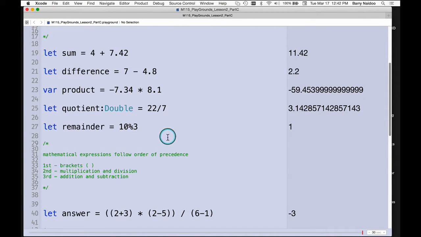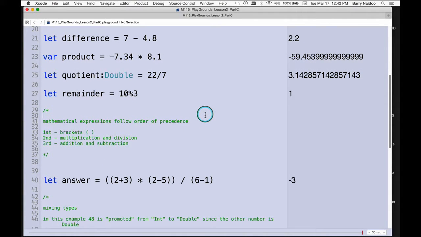Let's look at this statement. I'm defining a constant called remainder. Then I'm taking 10, dividing it by 3, and finding out what the remainder is. This is called the modular operator, or the percentage symbol. So 10 divided by 3 is 3, and the remainder is 1. So that's what goes into this constant called remainder.